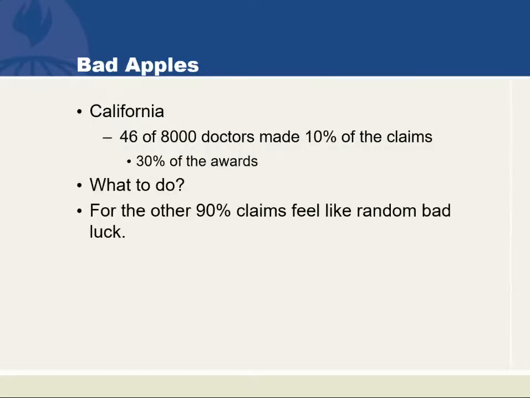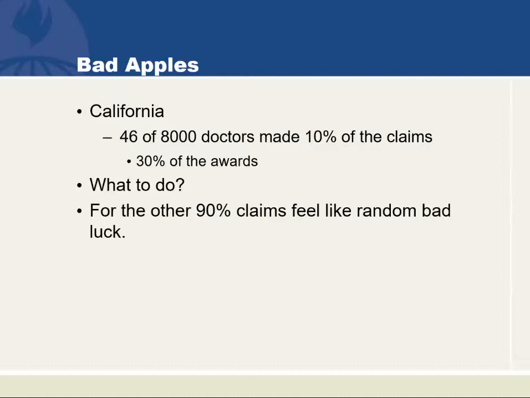I want to raise a concept that's important when we think of error deterrence, which is the idea in the reading that there are bad apples. The bad apple idea is that malpractice risks are not uniformly distributed among doctors, that they are concentrated among a subset of doctors that seem to be continually making medical errors. Some evidence from California is that 46 out of 8,000 doctors made 10% of the claims in their malpractice system and were generating 30% of the awards. This is a general phenomenon in a lot of insurance, and it's certainly true in healthcare insurance. It's also true in malpractice insurance, that a small subset of those who are insured are generating most of the costs.